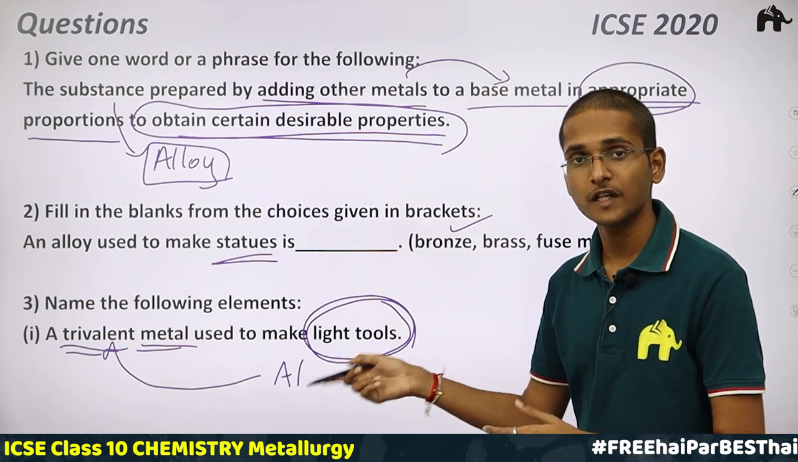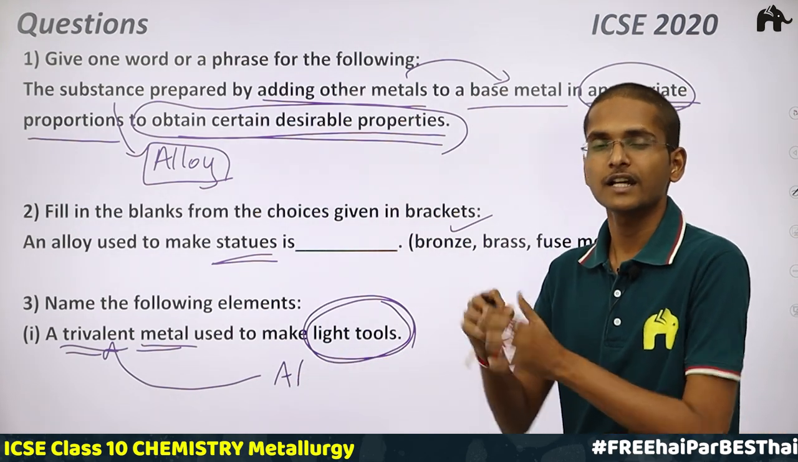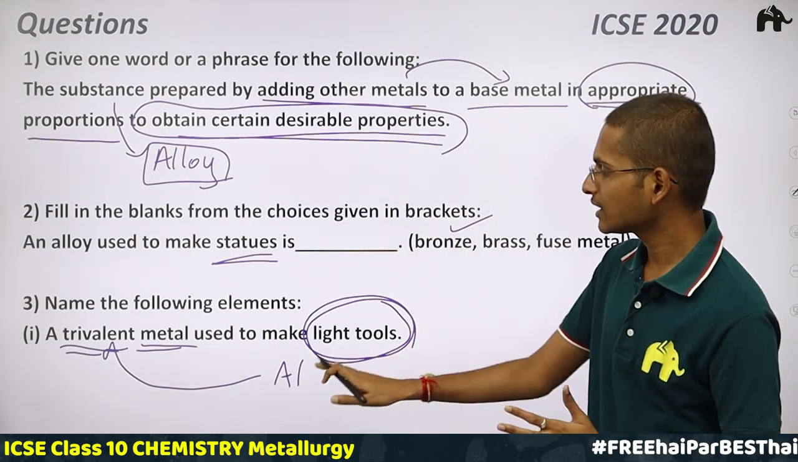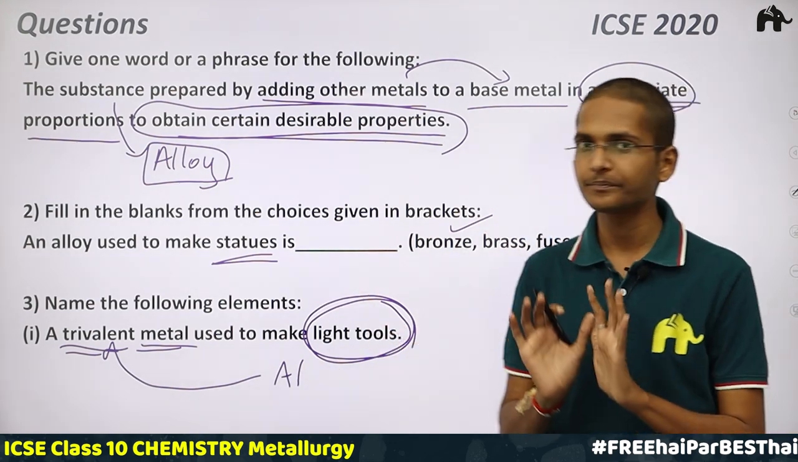Okay, it is a metal, very nice, very fine, and it is used to make light tools. Yes, absolutely, we are using aluminium, we are mixing some other metals in it, and we are using that alloy which is formed to make light tools. So in turn, we are actually using aluminium to make light tools, right?